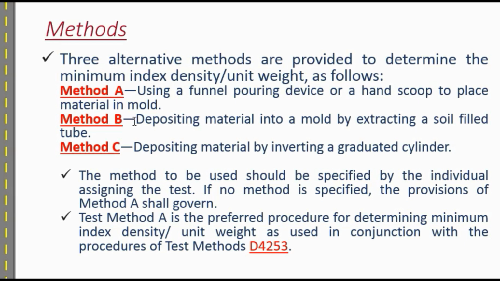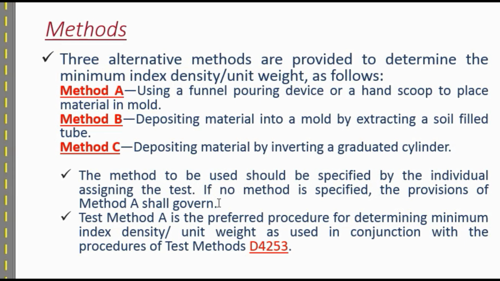Method B: depositing material into the mold by extracting the soil filled tube. In this method we have to extract the soil specimen by a filled tube. And then method C: depositing material by inverting a graduated cylinder. In this we have a graduated cylinder in which we measure the soil sample and then invert it into the mold. The method to be used should be specified by the individual assigning the test. If no method is specified, the provision of method A shall govern.